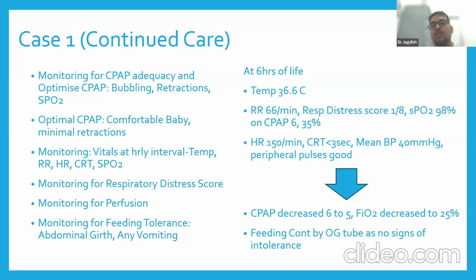The respiration rate, which was initially 76, has come down to 66 now. The respiratory distress score, which was initially 5 by 10, is now 1 by 8. The saturation is 98% on CPAP of 6 and FiO2 of 35%. Initially it was 5 and 30%, so now we have optimized by increasing to 6.